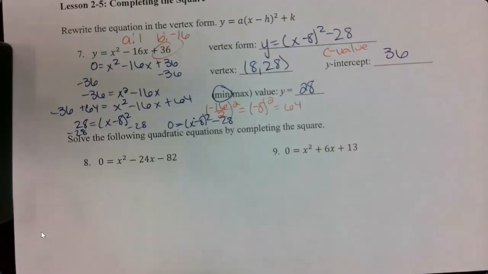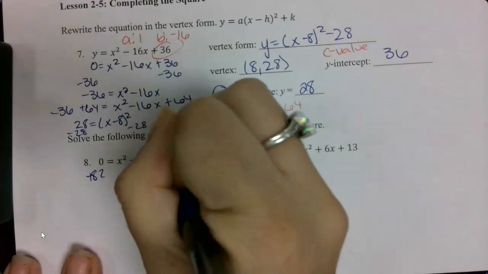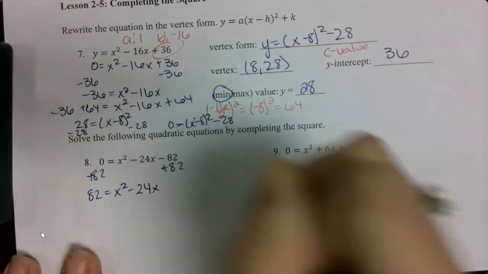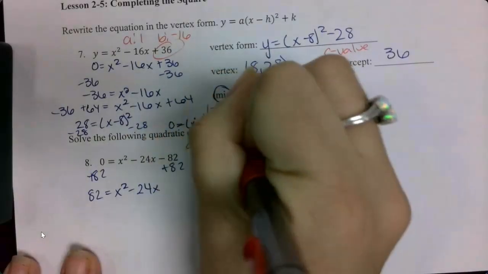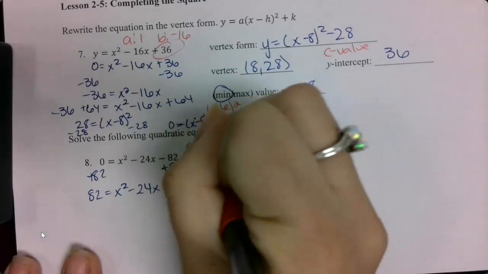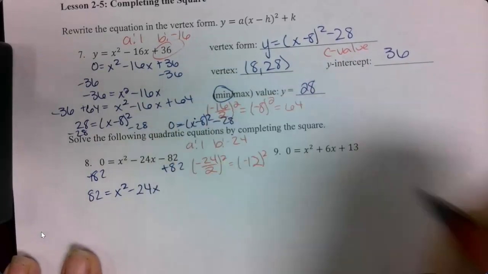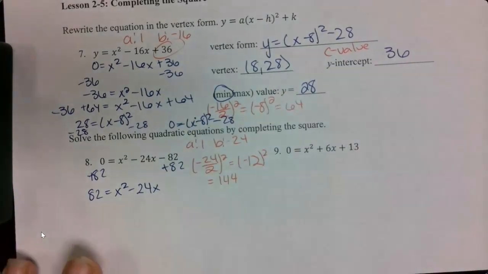These next two want me to solve the quadratics by completing the square. So I'm going to start off by adding 82 to both sides. I get 82 equals x squared minus 24x. Label my a and b. So then I want to find half of my b, which is negative 12, and square that, which is 144. So I want to add 144 to both sides.